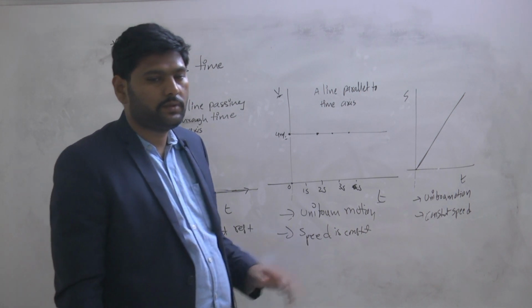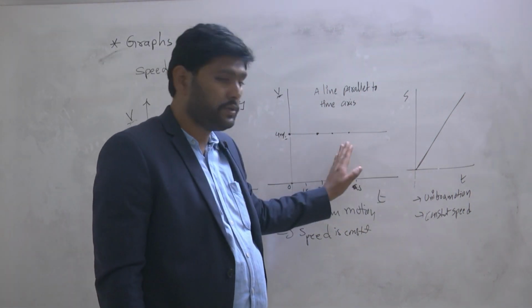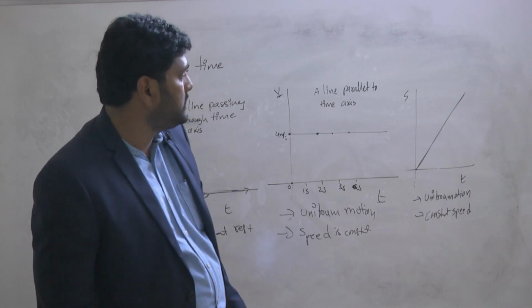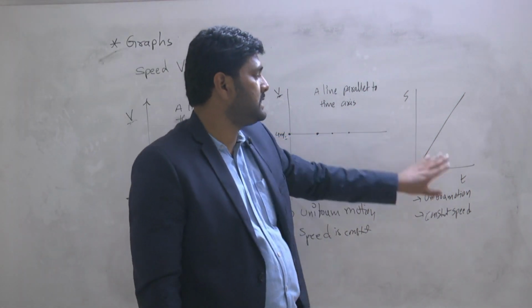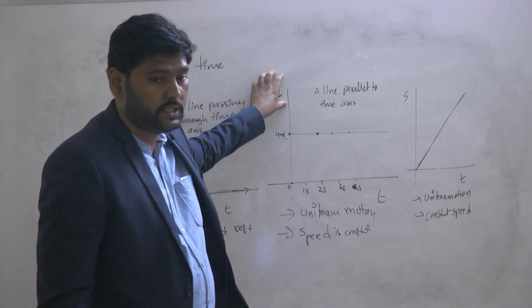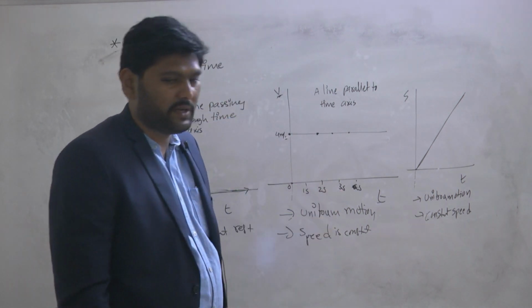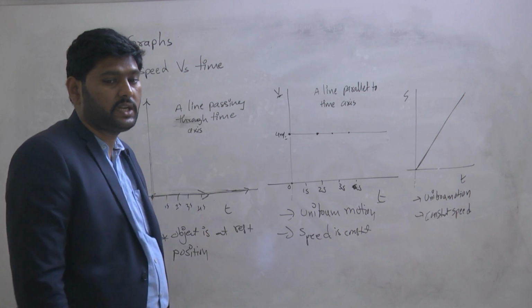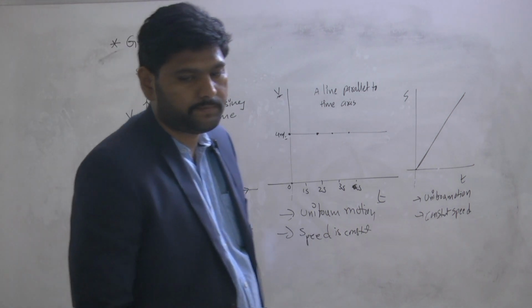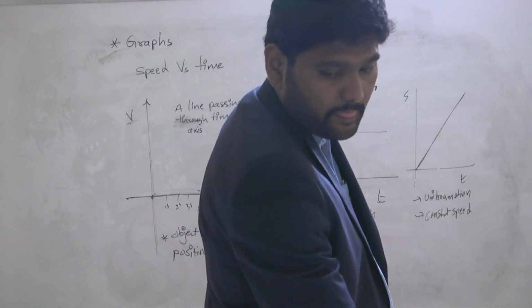Yes, sir. So this graph shows the same meaning. But the thing is, here this is distance versus time, and this is the speed versus time graph. Understand? This is a comparison.